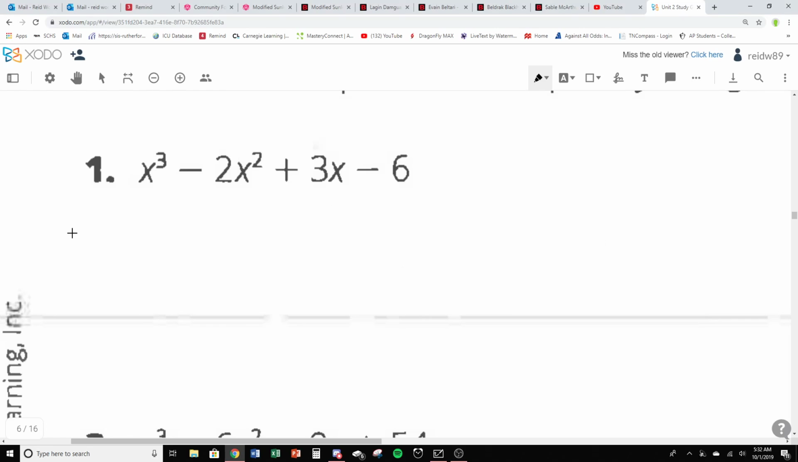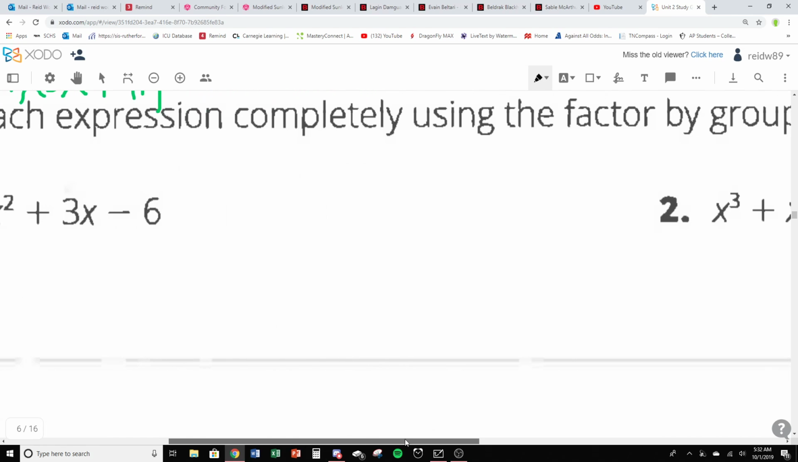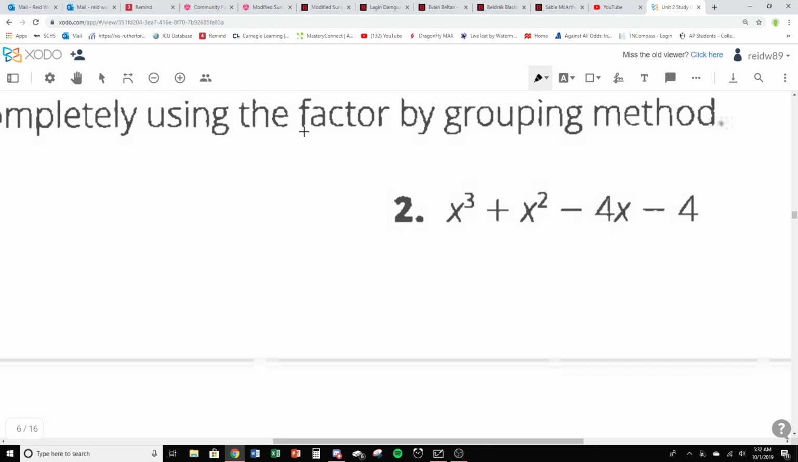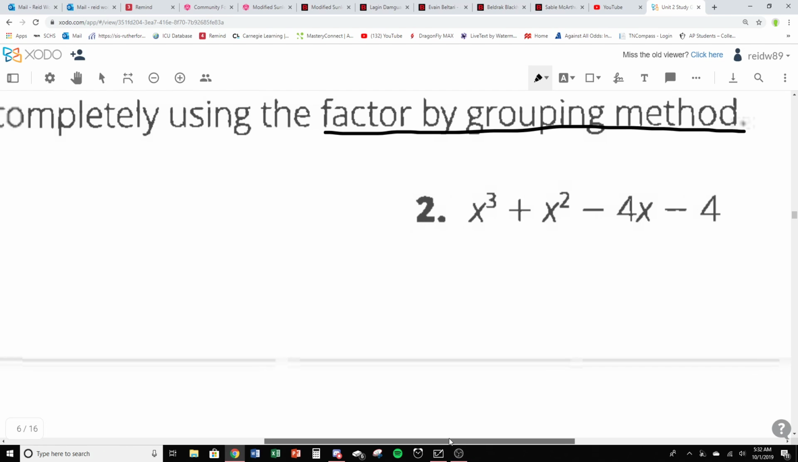All right, Integrated 3 classes. In this video, I'm going to go over factoring by grouping. Okay, so factor by the grouping method. This is in your study guides.